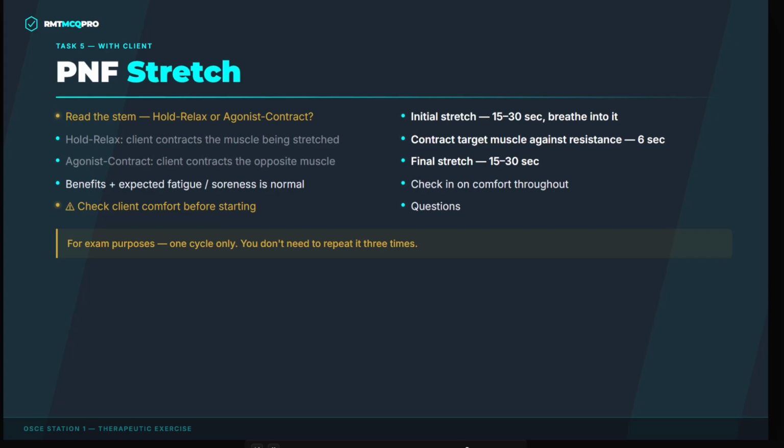Place them in the initial stretch and hold it for 15 to 30 seconds, asking them to breathe into the stretch and not hold their breath. Then ask them to contract the correct muscle against your resistance for 6 seconds. Then move them into the final stretch and hold for 15 to 30 seconds again, continuing to check their comfort, and when you're done, ask if they have any questions. For exam purposes, you only need to perform 1 cycle. You don't need to repeat it 3 times as you would in a real treatment situation.